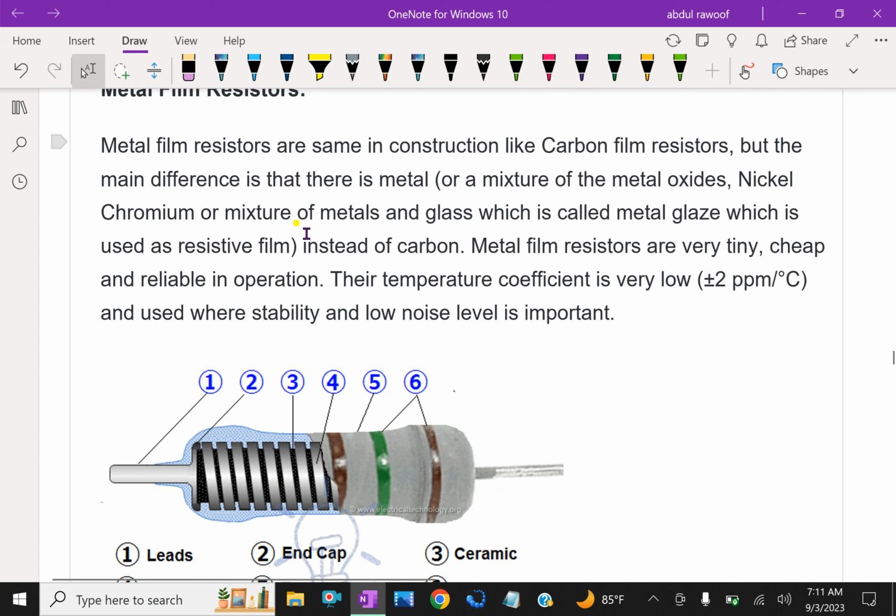Metal film resistors. Metal film resistors are similar in construction to carbon film resistors, but the main difference is that a metal or a mixture of metal oxides, nickel, chromium, or a mixture of metal and glass, which is called metal glass, is used as the resistive film instead of carbon.